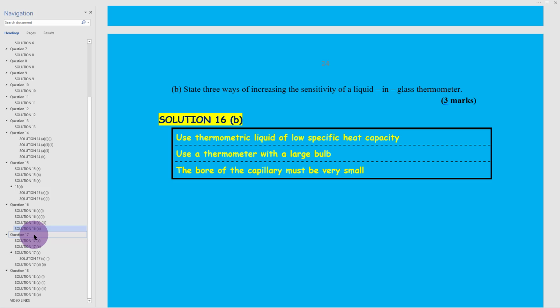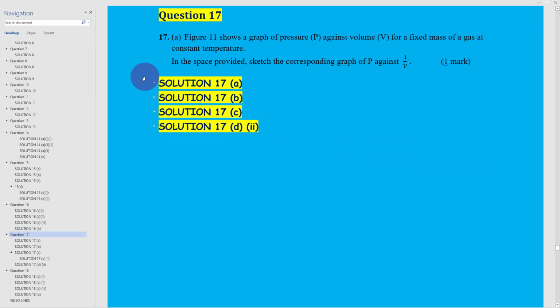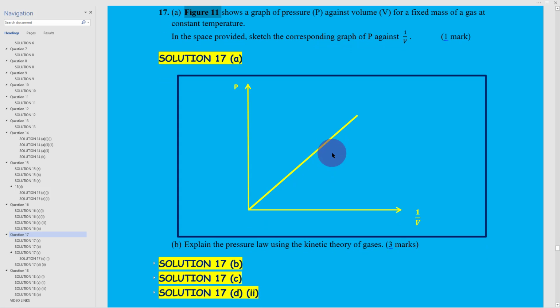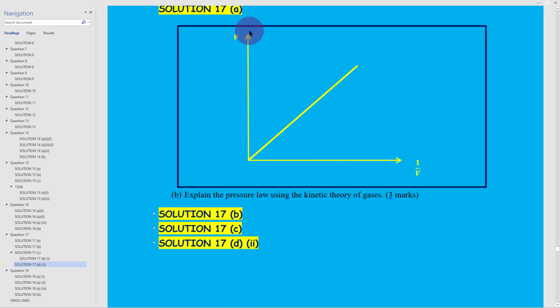Alright, we are coming almost to the end. Let's look at question number 17. In question number 17, we are told that figure 11 shows a graph of pressure P against volume V for a fixed mass of gas at constant temperature. In the space provided, sketch the corresponding graph of P against 1 over V. And this is it. Pressure against 1 over V, we're going to get a straight line through the origin.